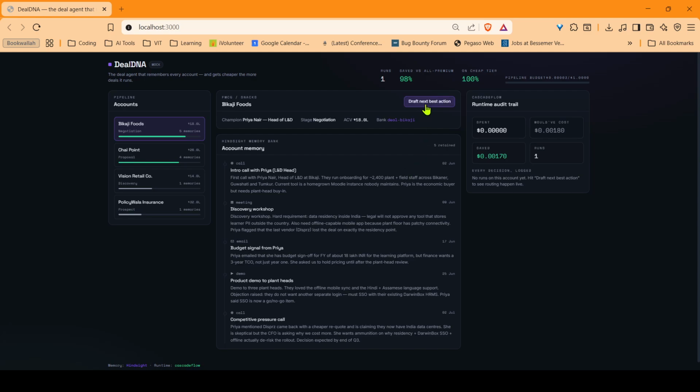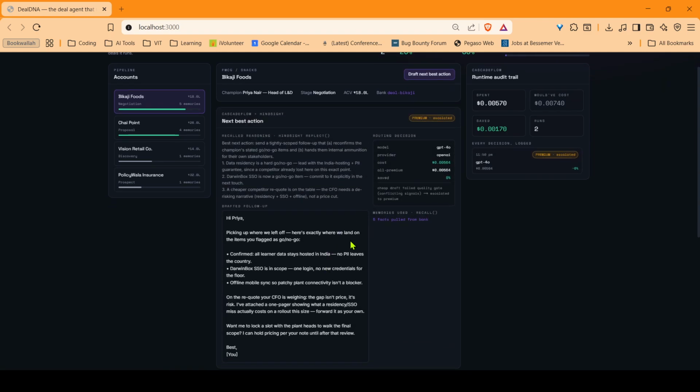Now, when I hit draft, we get the drafted follow-up, but you can see it uses recall and the Hindsight reflect function, which basically pulls back the objections and signals and reflects to work out what is the next move that can be taken. So the memory is actually thinking and doing the heavy lifting as well.